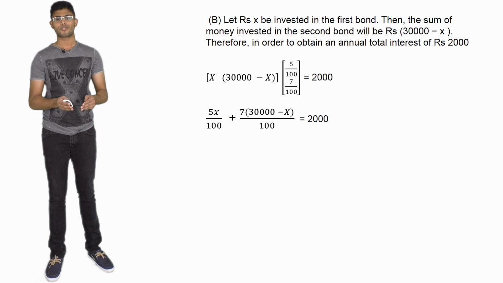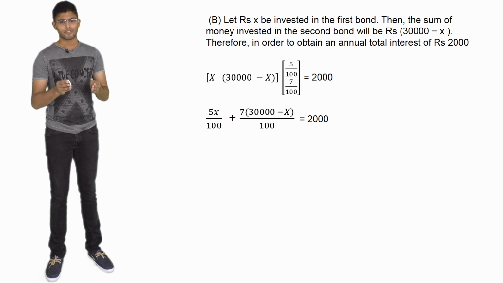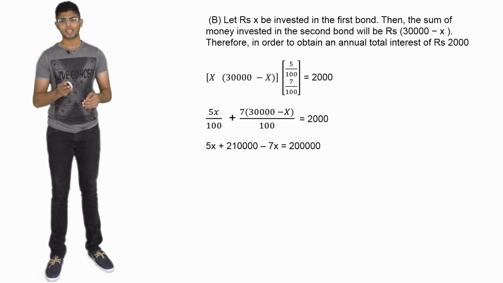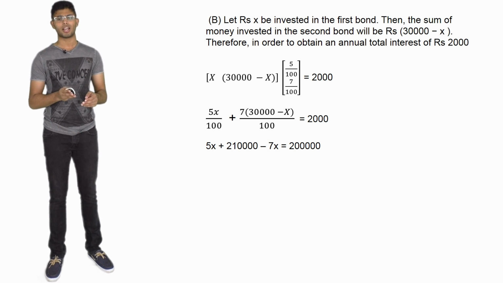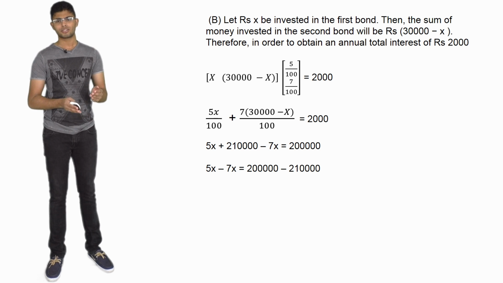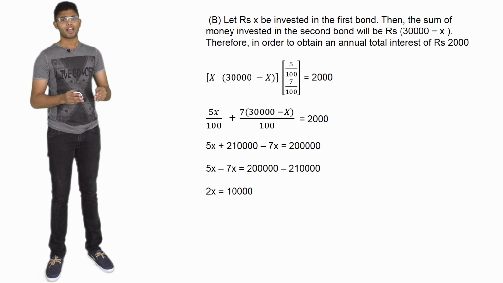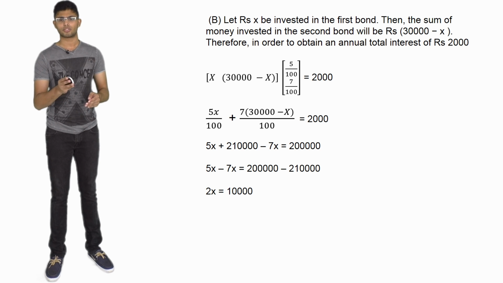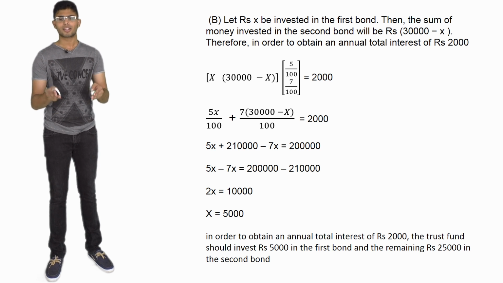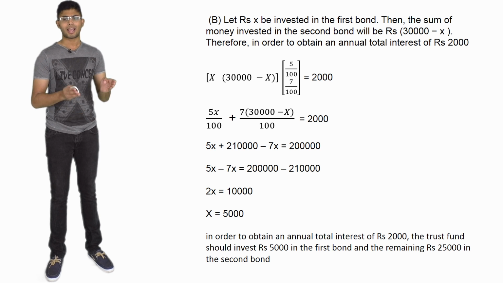On multiplying these two matrices, we have 5x divided by 100 plus 7 into 30,000 minus x, whole divided by 100, is equal to 2,000. By multiplying and taking the 100 in the denominator to the other side, we have 5x minus 7x is equal to 200,000 minus 210,000. After minusing, 2x is equal to minus 10,000. By taking 2 to the denominator, x is equal to 5,000. So from this, we know that when the total annual interest has to be 2,000, the trust fund in the first bond has to be 5,000, and the second bond has to have 25,000. So that's going to be our answer.